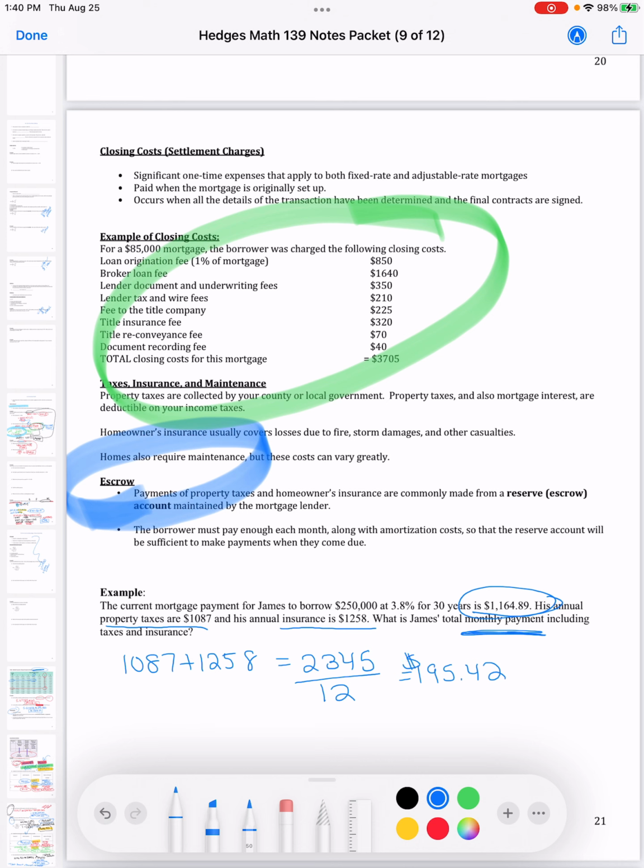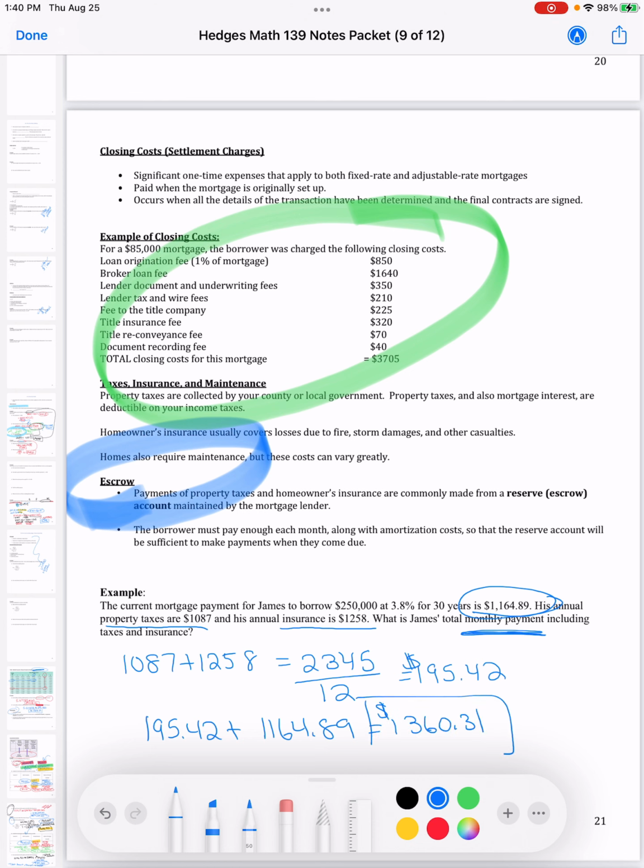So I'm going to add that amount to what I'm already paying just for the house payment itself. So when I submit my monthly payment, I'm going to submit $1,360.31. We know that some of that goes to the bank, and then also some of that's going to go for the taxes and the insurance that I also have to pay.